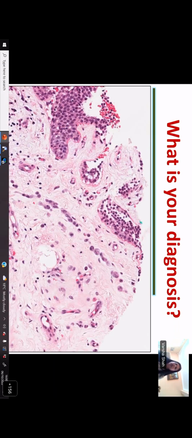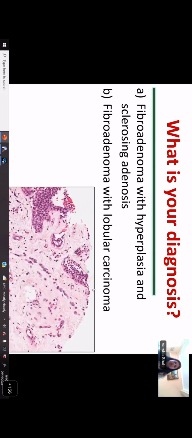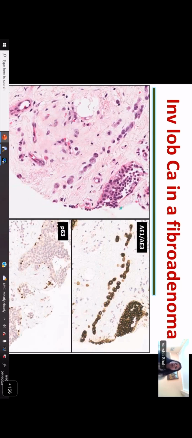And now, when you have LCIS, and then we are getting these single cells, obviously you have to think of invasive lobular carcinoma because they are keeping company with LCIS, right? So this is actually invasive lobular carcinoma within a fibroadenoma. And you can see these cells are A1, A3 positive. And if you see the P63 stain, in those areas here, we don't have myoepithelial cells. You have myoepithelial cells around LCIS, but not around the invasive foci. So this was actually an invasive lobular carcinoma within a fibroadenoma.